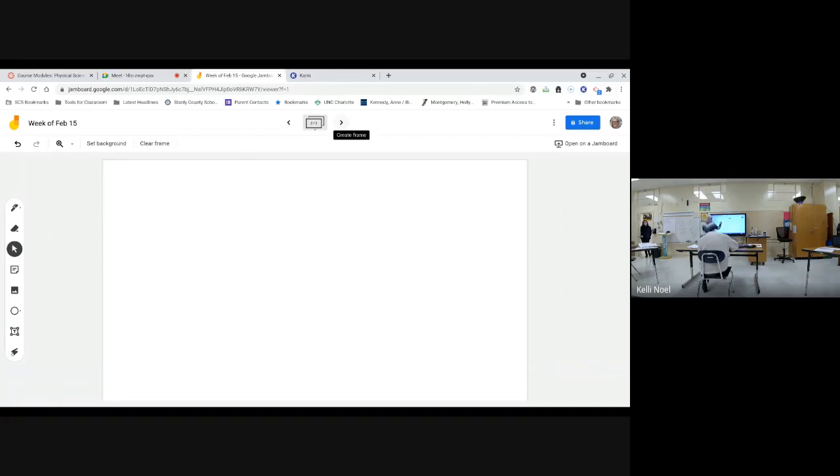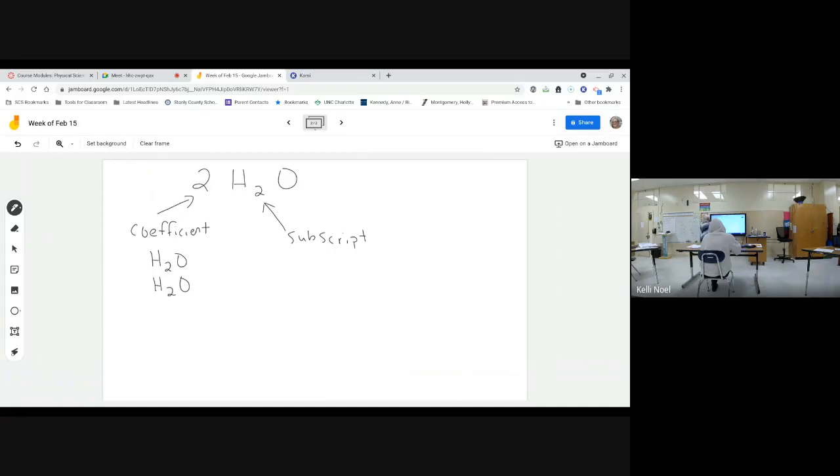So what they have up here is, and this is in the directions on the sheet, if there's what I call the big number that's in front of the whole compound, this is the coefficient. This is a subscript. These are the element symbols. So you have to recognize that the coefficient says there are two of these compounds. It would be like saying there is H2O and H2O. The subscript is saying within one compound, there are two hydrogens to one oxygen.